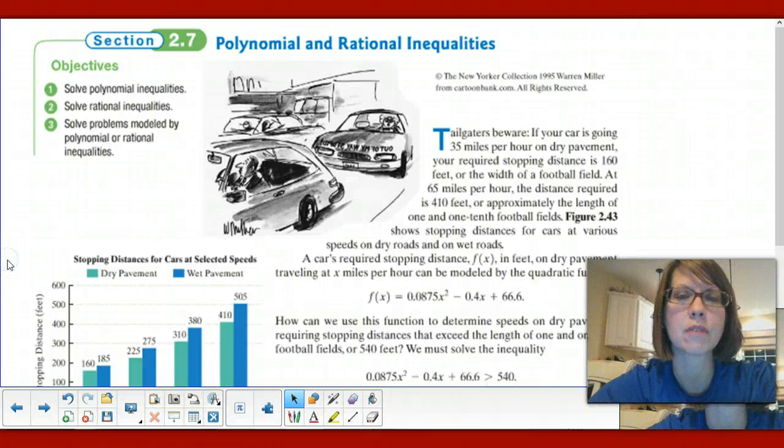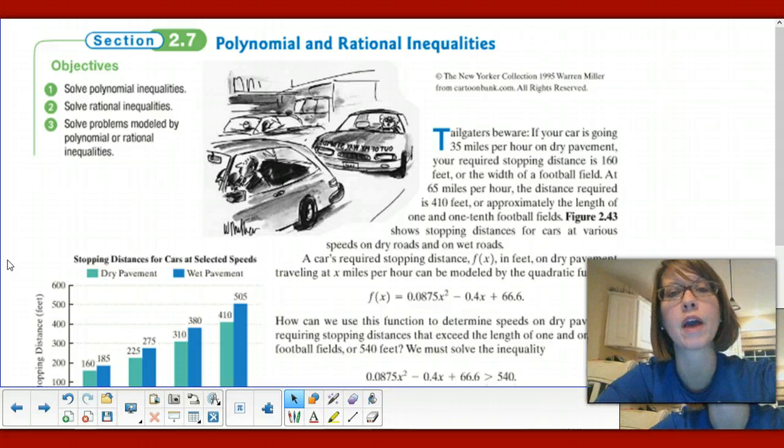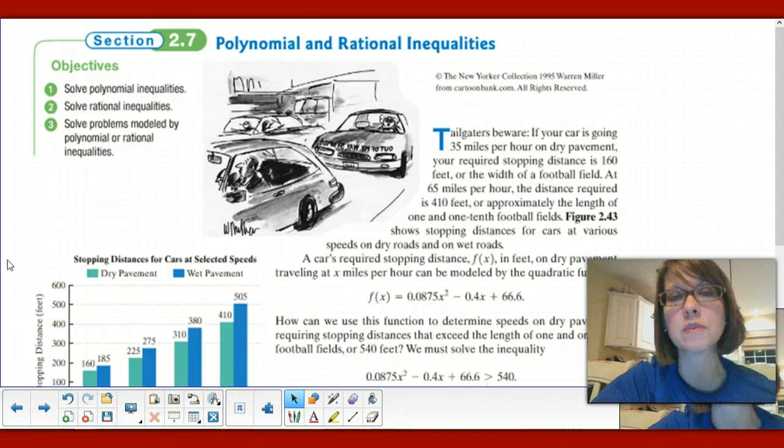Hi, we're going to talk about 2.7, polynomial and rational inequalities. In the first half of chapter 2, 2.1 to 2.5, we talked about graphing polynomial functions. In 2.6, we talked about graphing rational functions. And now in 2.7, we're going to put those together and talk about graphing polynomial and rational inequalities. Objective 1, polynomial; objective 2, rational; and objective 3.